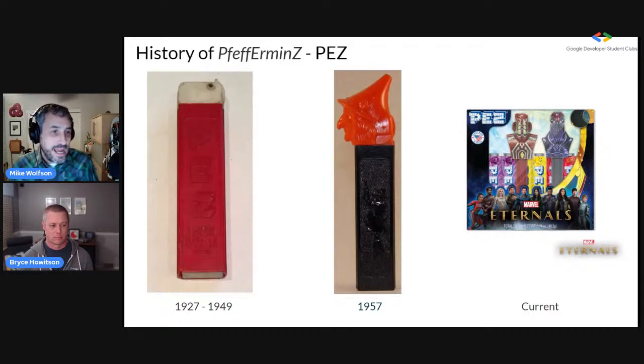Throughout the years, Pez has grown and grown, till currently they release all sorts of branded merchandise with the latest superheroes associated with them, right? Like this brand new Marvel Eternals Pez set. Currently, Pez releases 70 million dispensers a year.